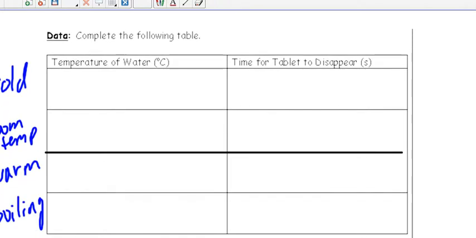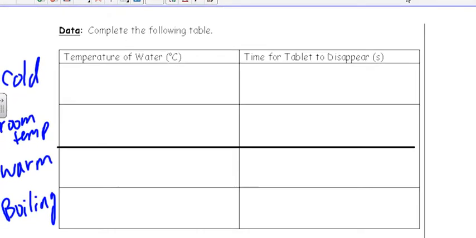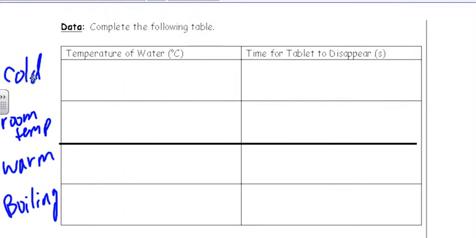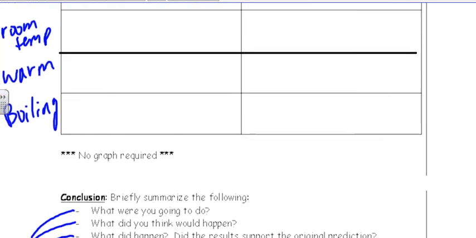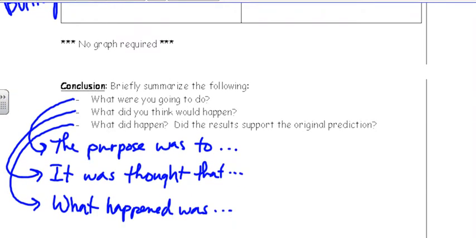The chart that you have is similar to this. So once again, cold temperature, room temperature, warm temperature, boiling temperature. You can use a thermometer, tell me what the temperature is, what is room temperature, what is the warm temperature of your water, what is the boiling temperature of your water, and then from there, how long does it take for the tablet to disappear? Okay? So just in terms of description of what type of temperature is right there, but I actually want you to measure the temperature with a thermometer.